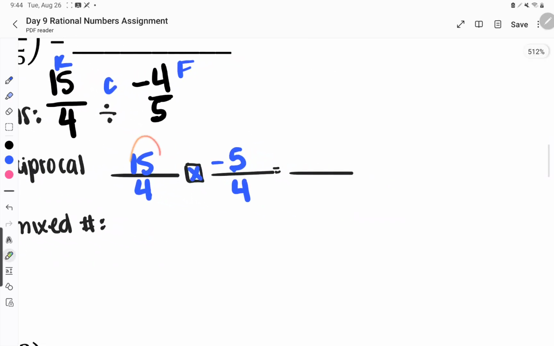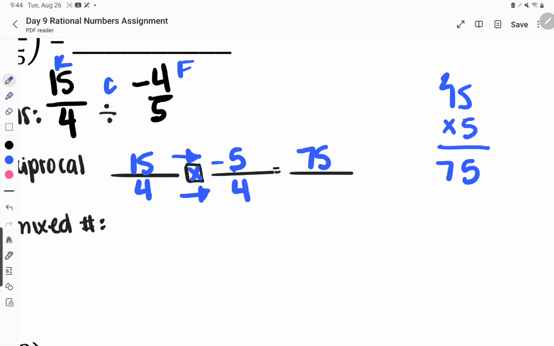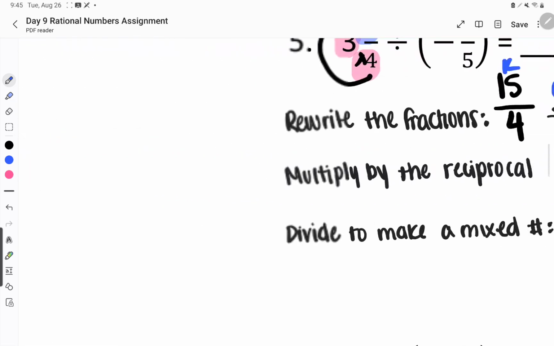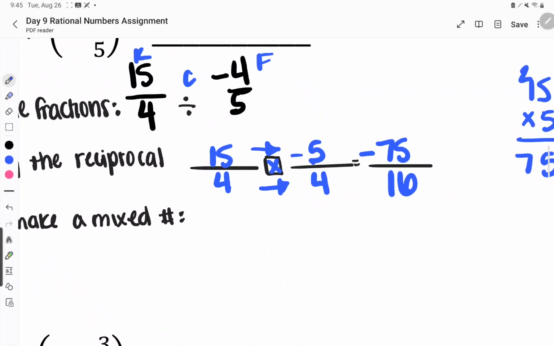We'll check to see if we can simplify. 15 and 4 can't be simplified. 5 and 4 can't be simplified. 15 and 4 can't be simplified. And 4 and 5 cannot be simplified. So we're just going to do tops times tops and bottoms times bottoms. 15 times 5. We have 5 times 5, which gives us 25. Write down a 5, carry our 2. 5 times 1 gives us 5, plus 2 gives us 7. Then on the bottom, we have 4 times 4, which gives us 16. We are doing a positive times a negative, and a positive times a negative is a negative.